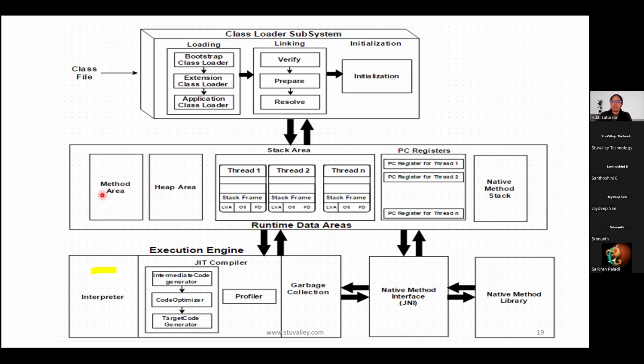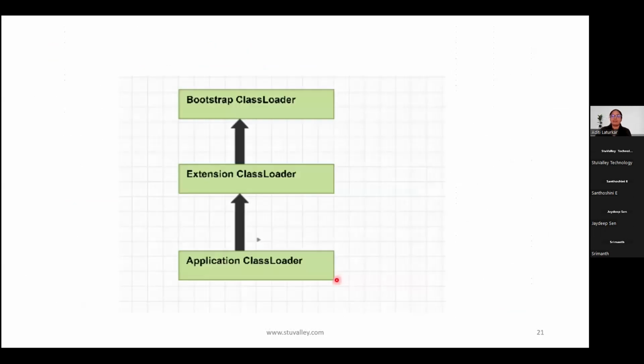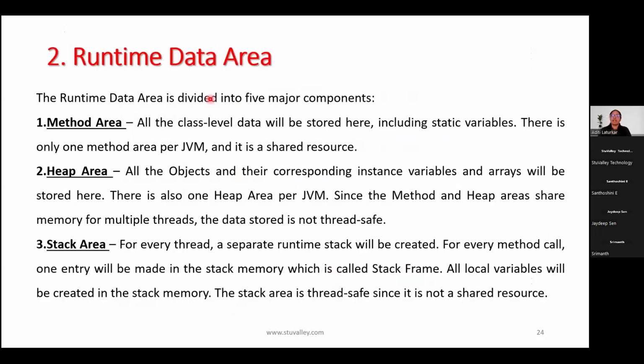So first major part is method area. Second is heap area. Okay. Third one is stack area. Stack area is, again, we will see what are these things. Fourth one is PC registers, and last one is native method stack. Okay. So one by one, we are going to see what is the method area, what is the heap area, and all those things. Clear? So here, runtime data areas. Method area, as I said, it is divided into 5 major components.